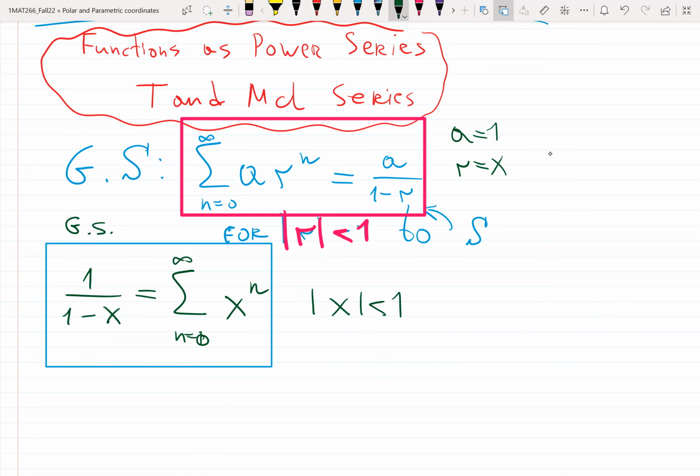So that's geometric series. So now it's geometric power series, but people still call it geometric series. Nobody cares to put power in it, but okay. Geometric power series. That's the only new thing here.